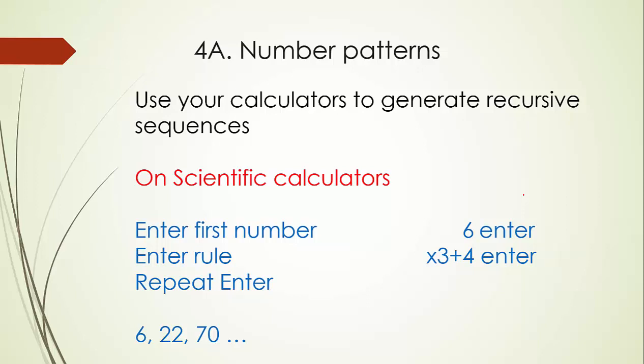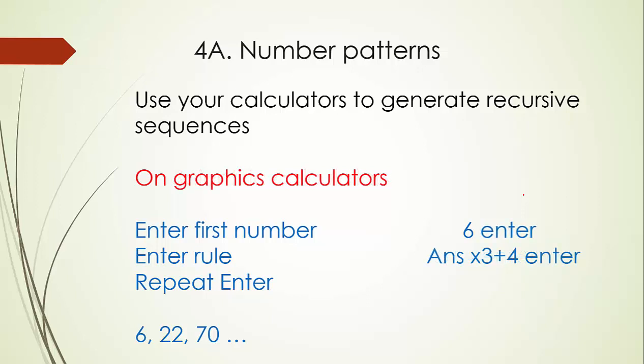Now all you have to do at this point is press enter again, and it will do another times 3 add 4 and give you 70. Press enter again and it will give you the next number. 210 plus 4 is 214. Check it out. So calculators can be used to generate recursive sequences. They take the current number on the screen and then do whatever the operation is without having to put it in again. Quite handy. That's a scientific calculator.